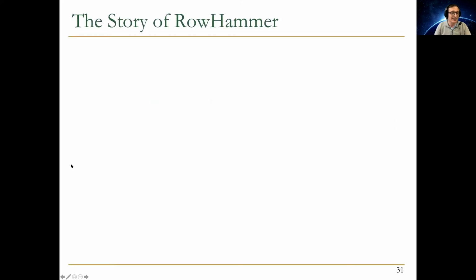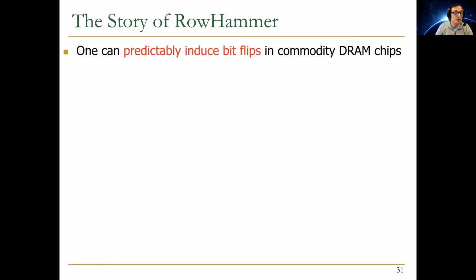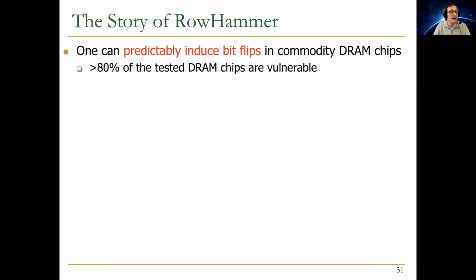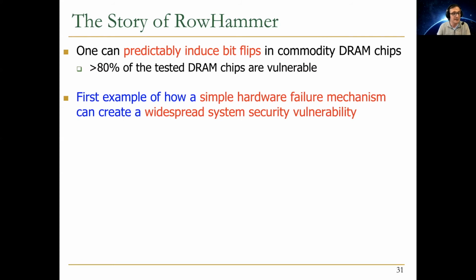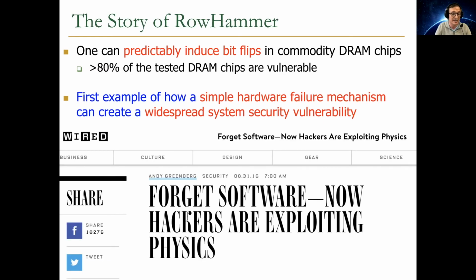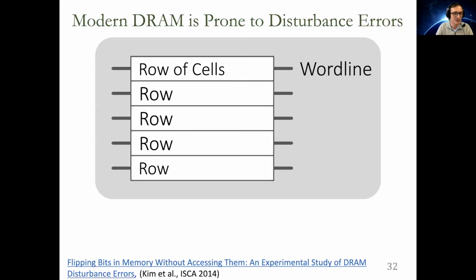Okay, very quickly, as I said yesterday, this is the fact that you can predictably induce bit flips in commodity DRAM chips. And when we first did the studies starting in 2012, we found out that more than 80% of the tested DRAM chips are vulnerable to this problem. And it's really the first example of how a simple hardware failure mechanism, a circuit level failure mechanism, can create a widespread system security vulnerability. And as a result, you see articles that look like this. Forget software, now hackers are exploiting physics, which is a good explanation of RowHammer.